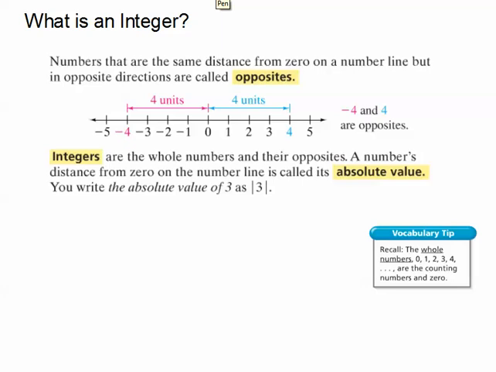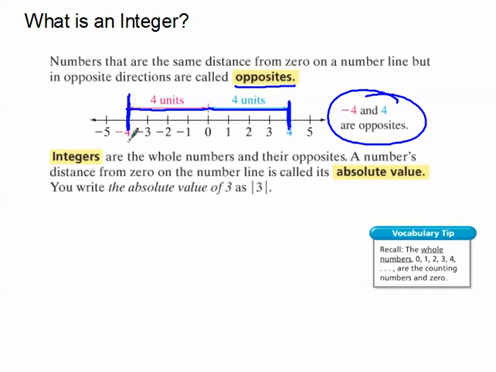Numbers that are the same distance from zero on a number line, but in opposite directions, are called opposites. Some examples may be -4 and +4, because the -4 is 4 units away to the left of 0, and +4 is 4 units to the right from 0. So they are both the same distance away from 0, just in opposite directions.